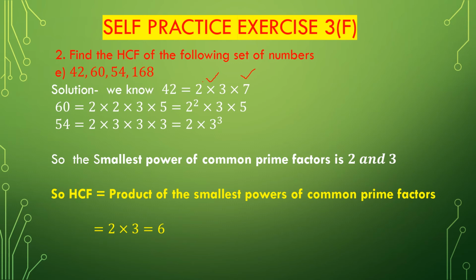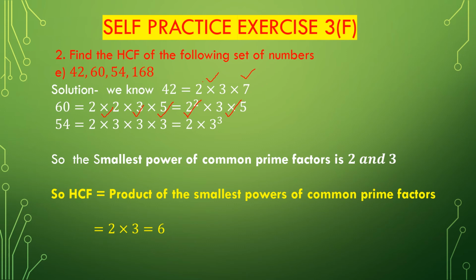And prime factorization of 60: 2 multiplied with 2 is 4, 4 multiplied with 3 is 12, 12 multiplied with 5 is 60. 2 multiplied 2 times, so 2 to the power 2 is the exponential form of 2 multiplied with 2. So it is 2 squared multiplied with 3 multiplied with 5. This is the prime factorization of 60.